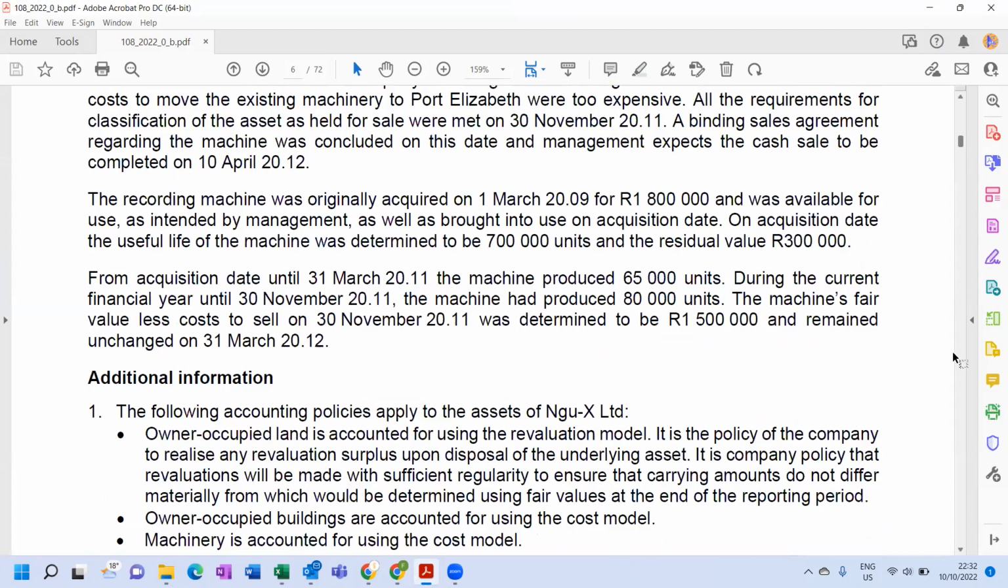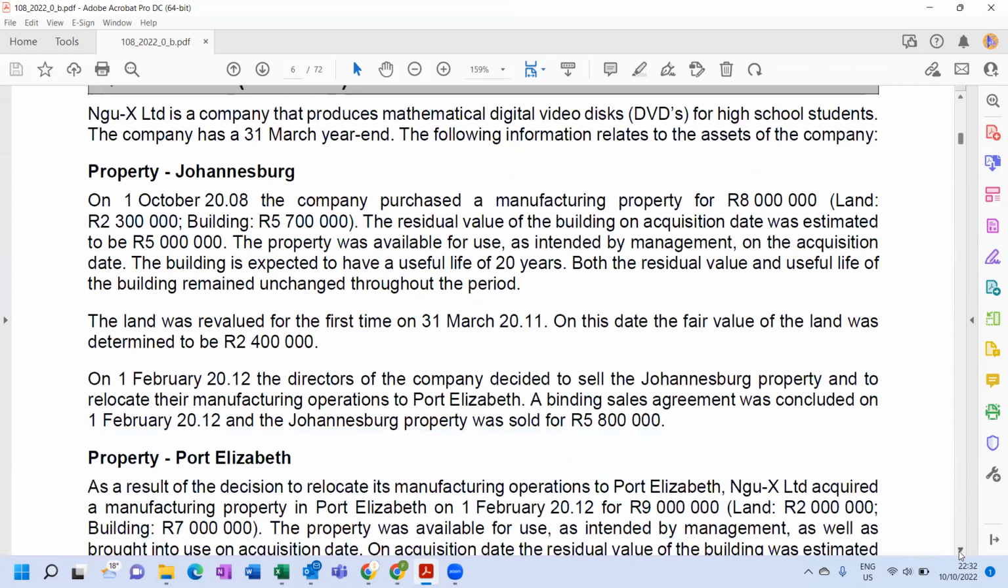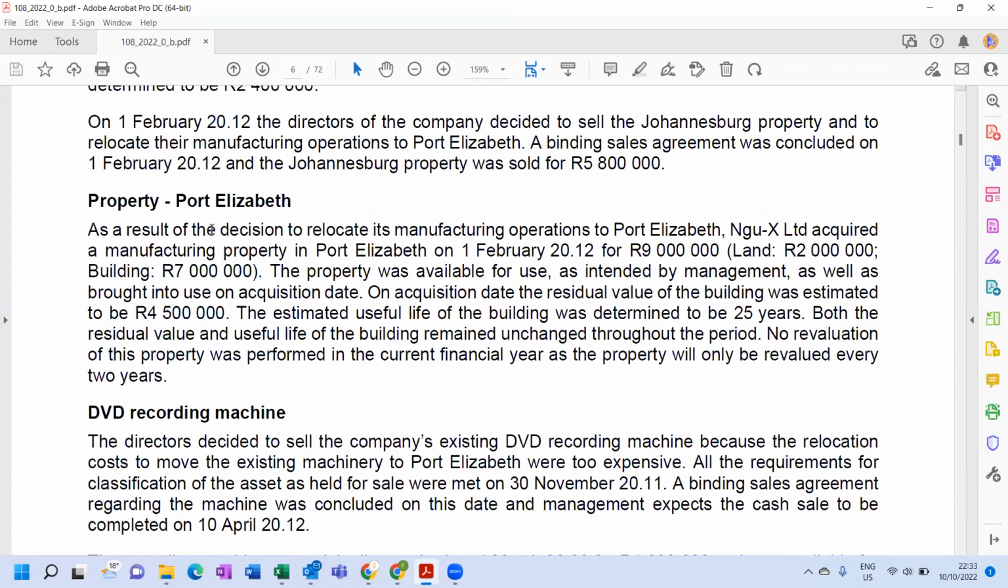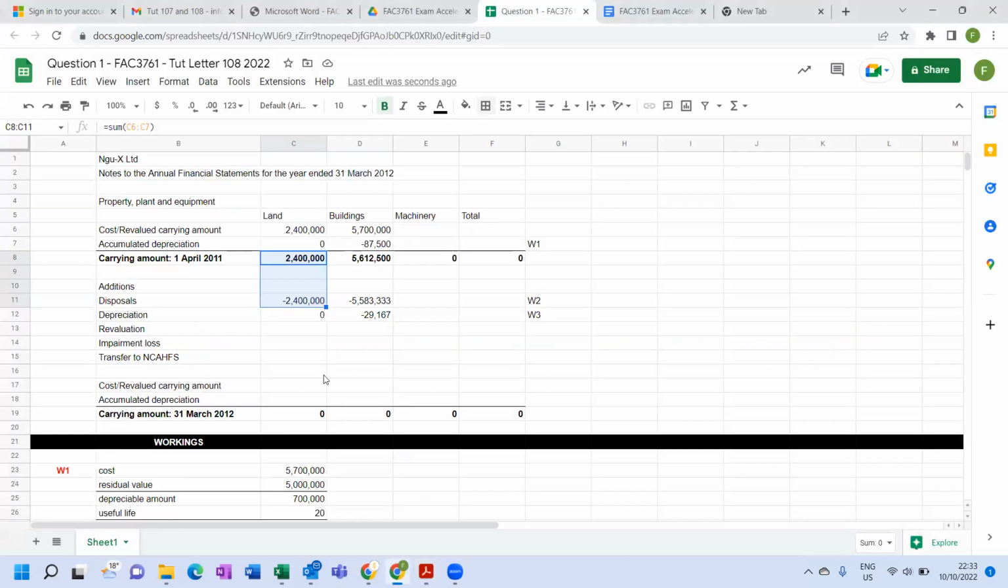Now I'm going to deal with the PE property. Okay, so they say, as a result of the decision to relocate operations to PE, Ngu-X Ltd acquired a manufacturing property in Port Elizabeth on 1 February 2012 for 9 million. Land 2 million, building 7 million. So I know I acquired it during the current financial year. So therefore, during the current financial year, I've acquired, so that would be additions. So land is 2 million and buildings is 7 million. Okay, so there I'm happy with that.